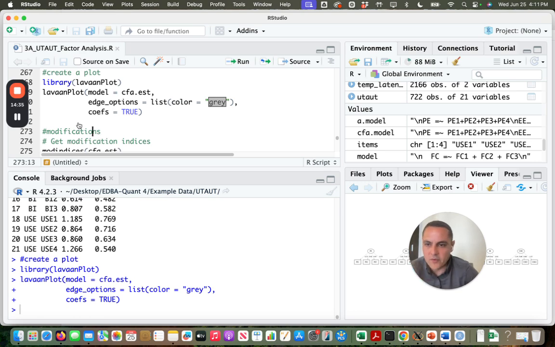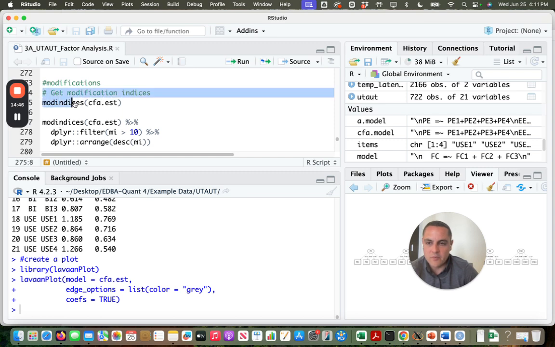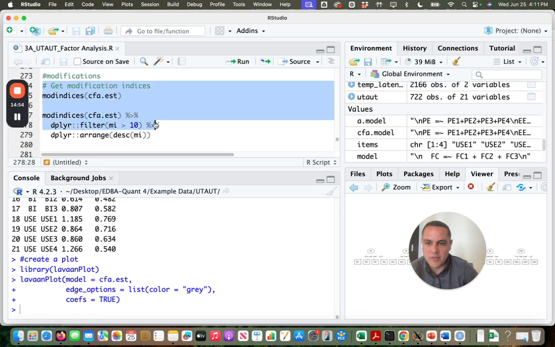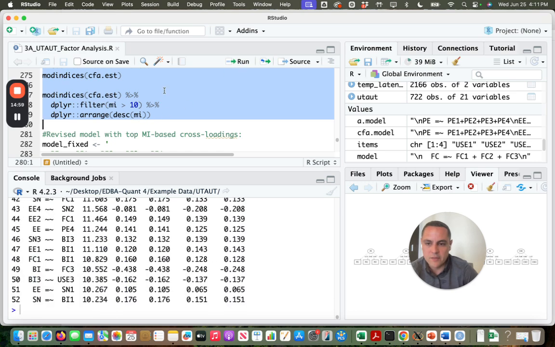It's not all that helpful. I suppose if you're a more visual person, then it might be helpful. But the last thing here is modification indices. This is saying, okay, if you want to improve the fit, what do you have to change? When we look at modification indices, often we're looking at a cutoff of over 10, right? So we're going to go ahead and run that.